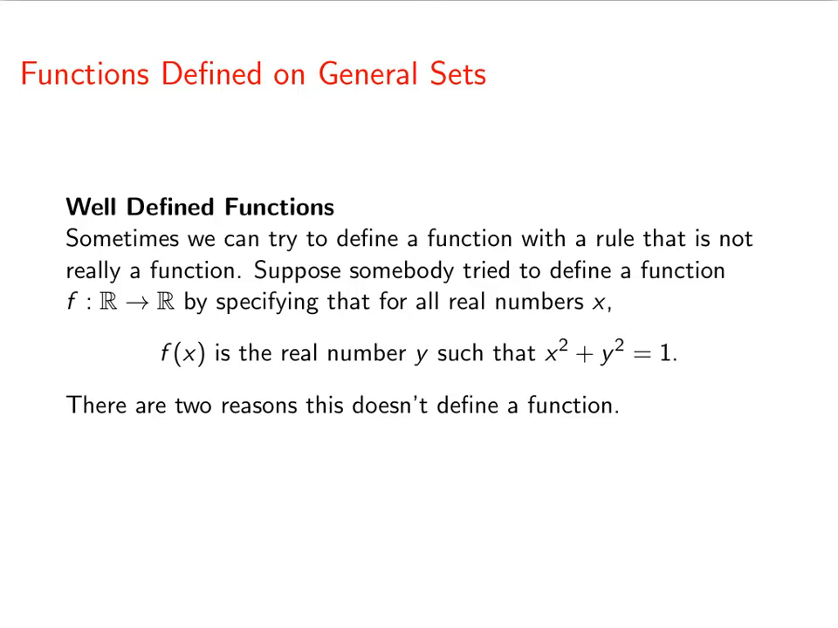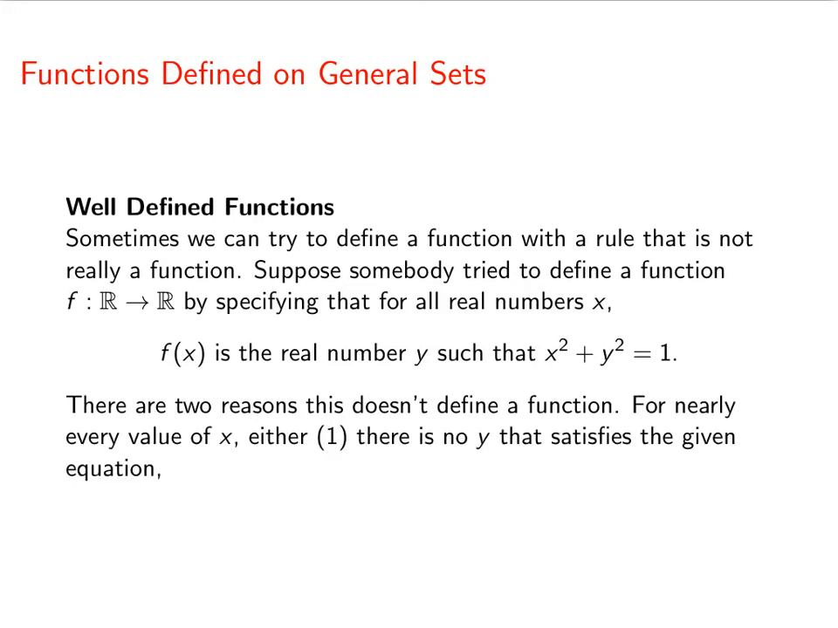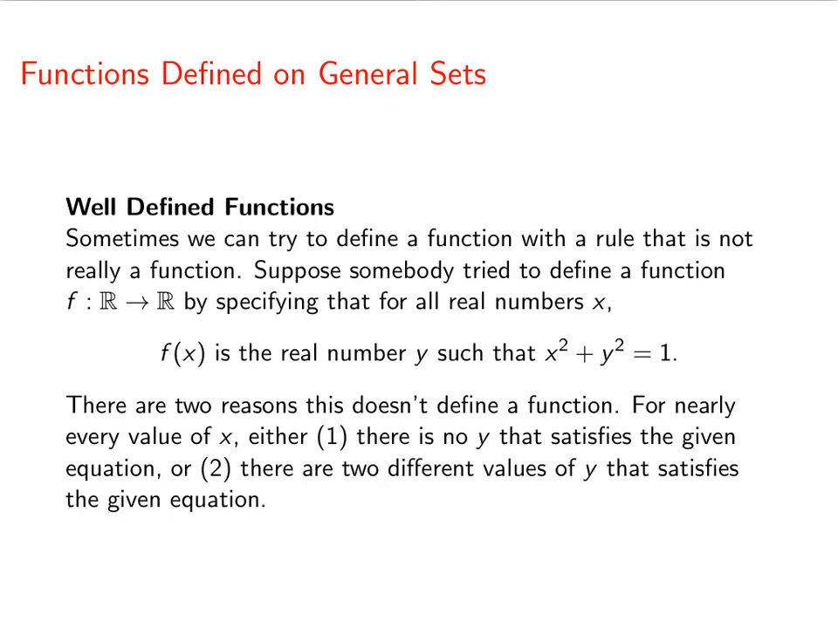that for all real numbers x, f of x is the real number y such that x squared plus y squared equals 1. Well, there's two reasons that this doesn't define a function. First reason is, for just about every value of x, either there is no value of y that satisfies the given condition, or there are two different values of y that satisfy the given equation. We need to have exactly one.